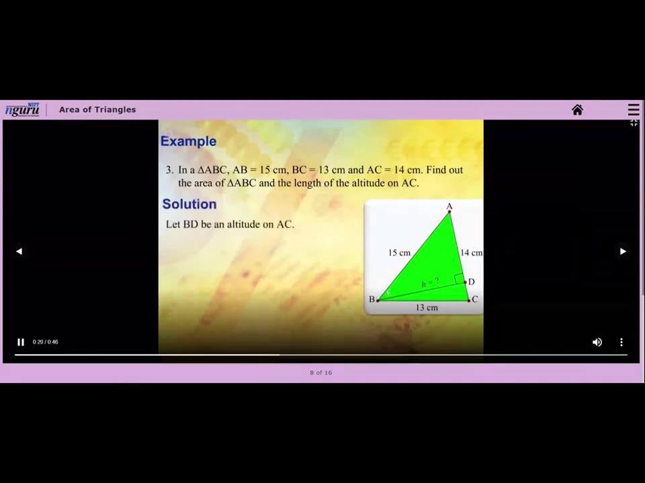Let BD be an altitude on AC. First you do it by Heron's formula, then you do it by half base into height. What is S here? 21, ma'am. So let me open the whiteboard. S is 21. S minus A, the sides are 15, 14, 13. So what is S minus A? 21 minus 15 is 6.